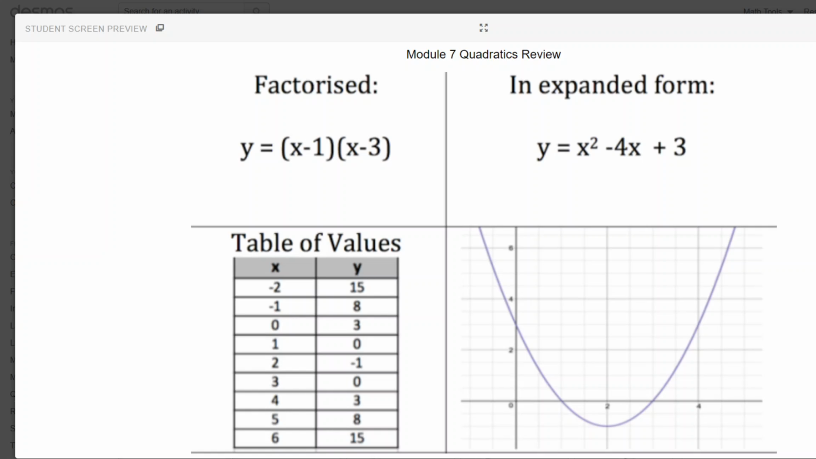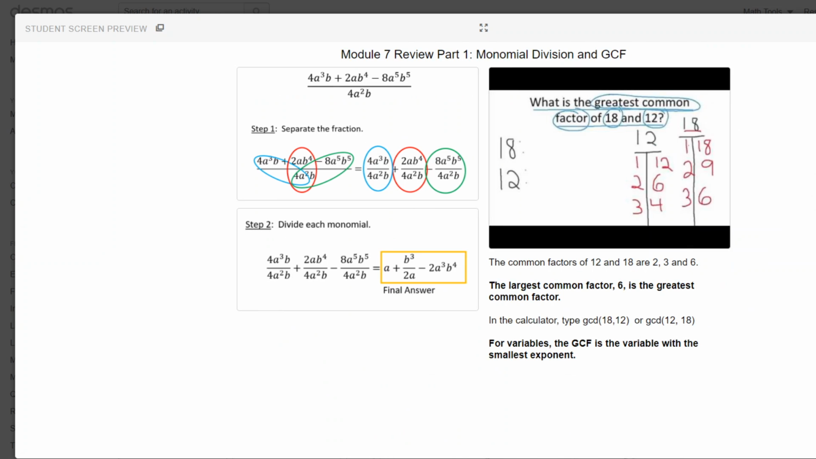Okay, this is the test review for Module 7, Part 1, and we're going to look at some quadratics here. So this section, on Part 1, is all about monomial division and GCF. When we have a question that has several terms on top divided by a single term, the important thing is that you take each term and divide it by the term on the bottom.